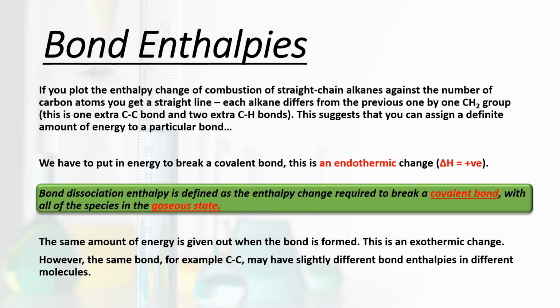And so we can define something called the bond dissociation enthalpy, literally the enthalpy to dissociate, to break a bond. It's defined as the enthalpy change required to break a covalent bond with all of the species in the gaseous state. And the two really key bits of this here I've highlighted in red. So the key thing is that it's to break a covalent bond. You'll never see a bond dissociation enthalpy for a metallic bond or for an ionic bond. It has to be a covalent bond, and the species must be in the gaseous state.